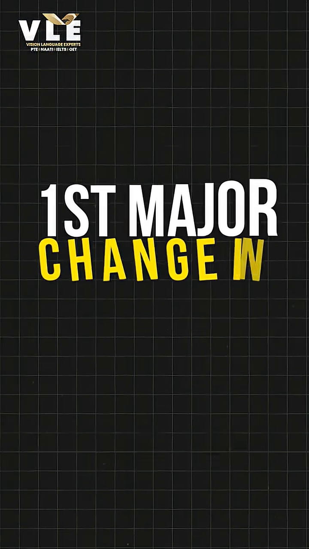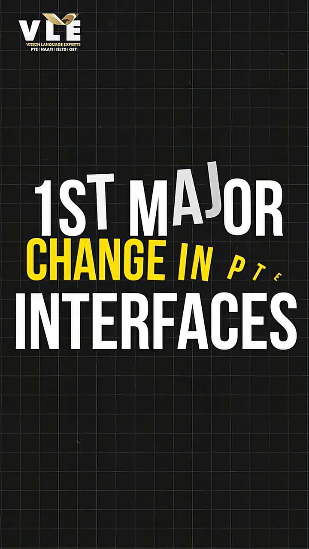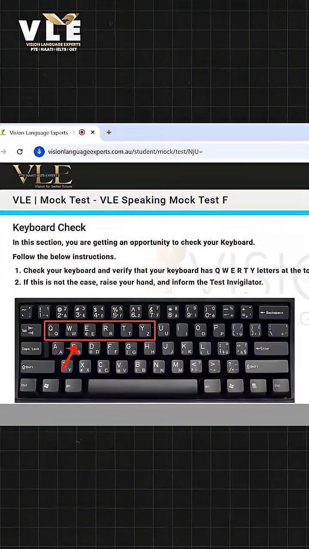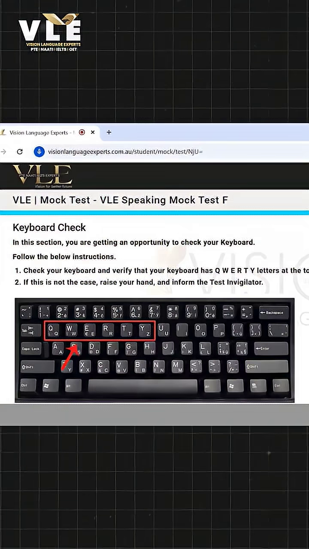So the first major change in the PTE interface is that you will no longer get a screen to check your keyboard. Initially, students used to get a screen with a keyboard picture, where they used to match that picture with their keyboard just to ensure that they got the right keyboard. Anyways, this was mostly useless, and basically just a waste of time. But now you will directly go to the microphone and headphone testing.